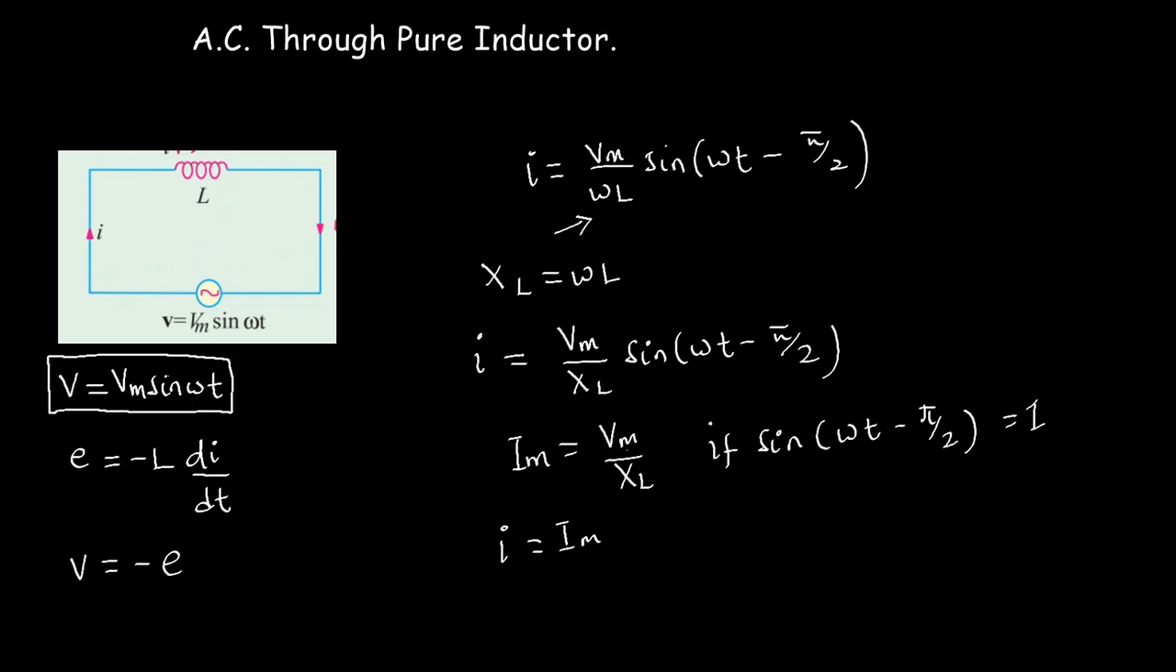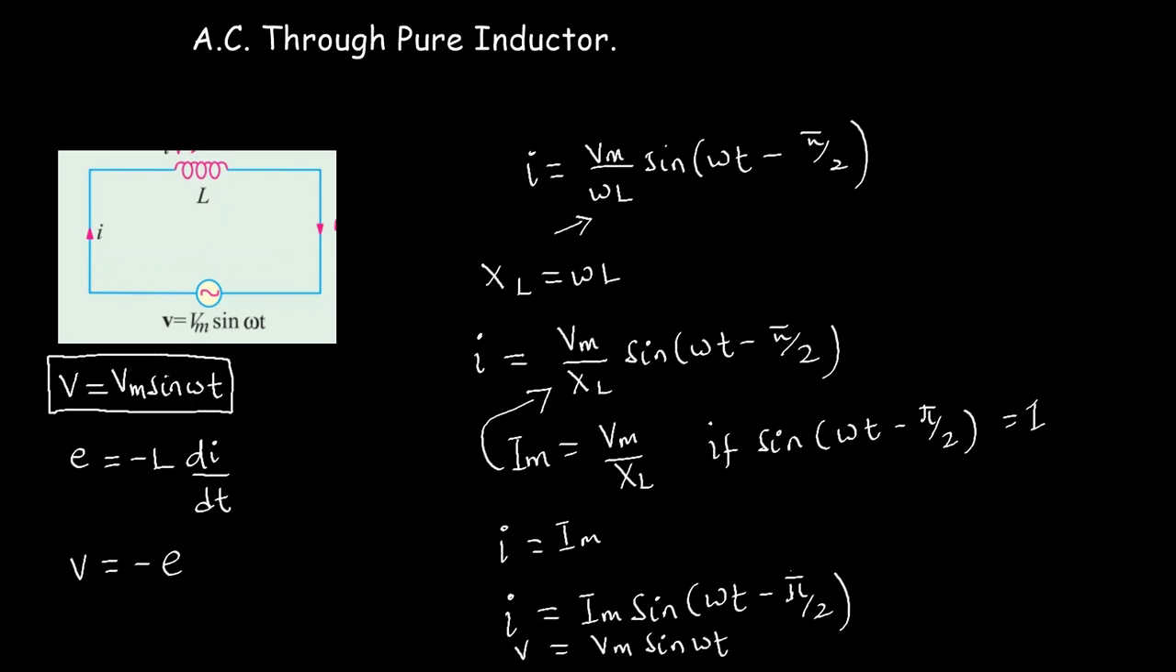So now that you know that Vm over XL is equal to Im, we can substitute that in place of what you have there. So you're going to have I equal to Im sine of omega t minus pi on 2. You see that with this expression, we can actually do the comparison in a simple way. We have the current here, and then write the given voltage expression too, which is Vm sine omega t. So you see that the current lags the voltage by pi on 2, which is the same as 90 degrees. So the current is lagging the voltage by an angle of 90 degrees.